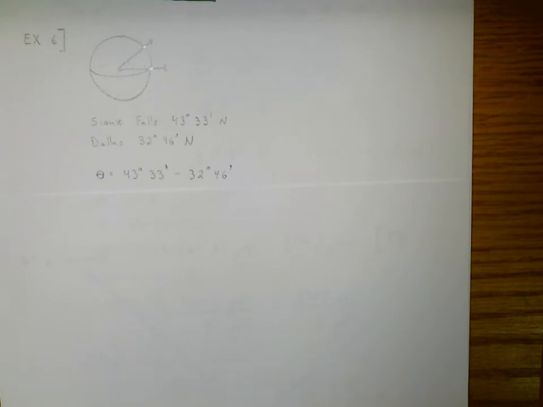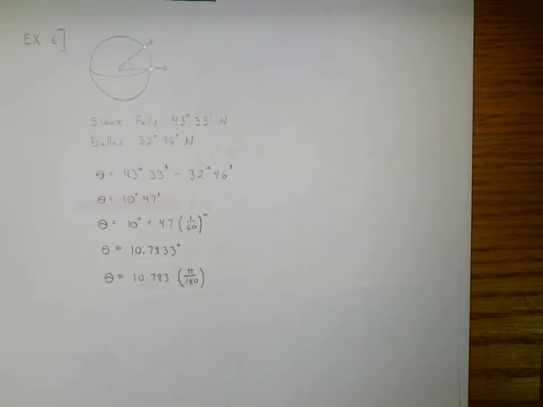So the first thing I'm going to do is find the difference between their 2 latitudes. That tells me the angle between the cities. So subtracting their latitudes gives me 10 degrees 47 minutes. Now 10 degrees 47 minutes isn't going to work for my needs because I need to convert this into radians. Before jumping right to radians, I'm actually going to convert the minutes into a decimal. So this is approximately 10.7833 degrees.